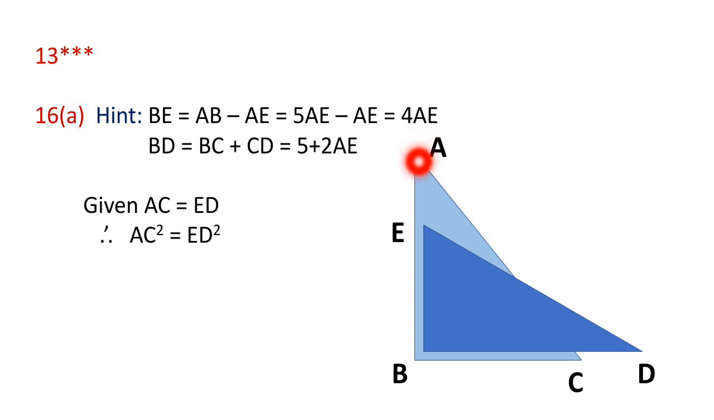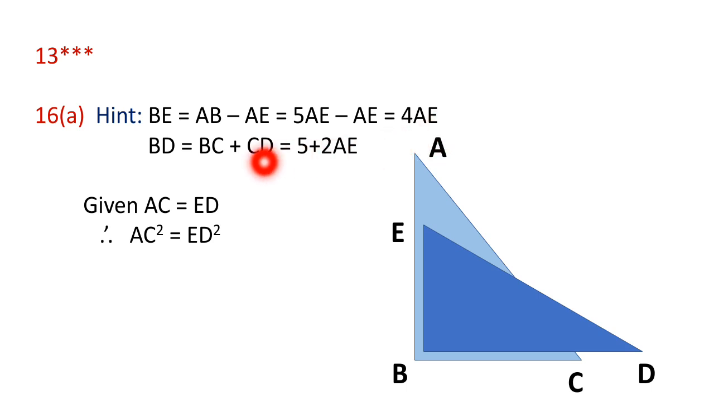So you can take the length of this BE. While you consider this blue color triangle, you have to take this length BE, so you can take BE as 4AE. Or it is better if you take X in place of AE, then find out X, then replace X with AE. So try to do it by yourself.